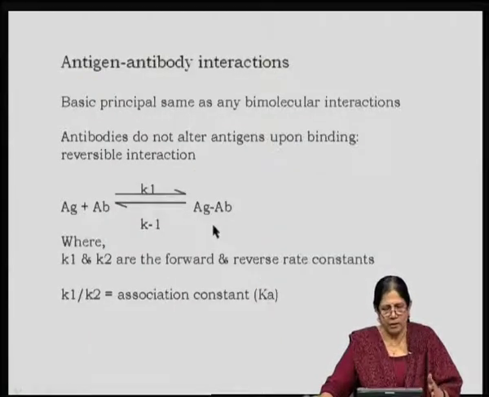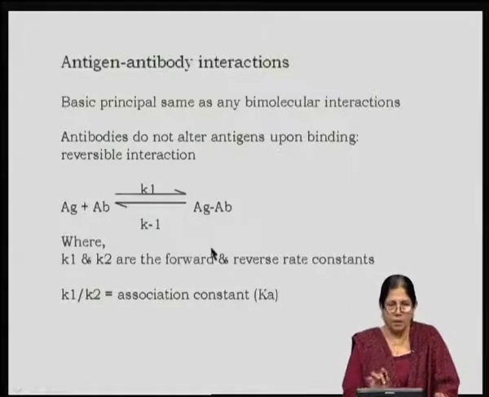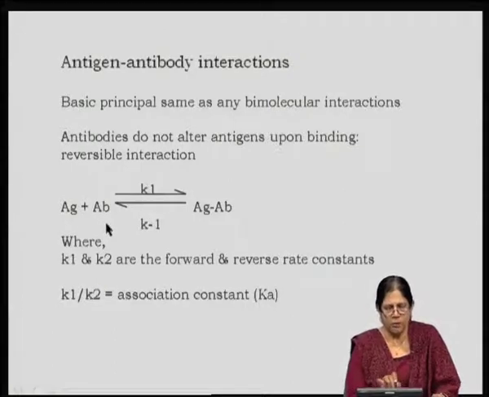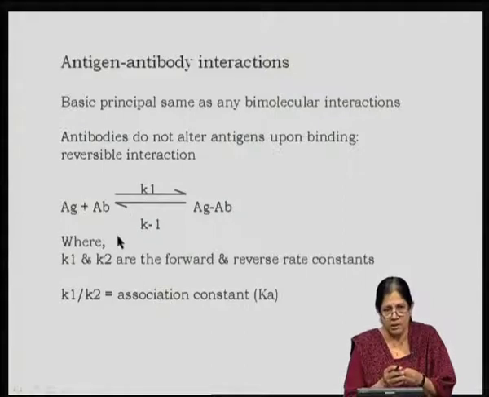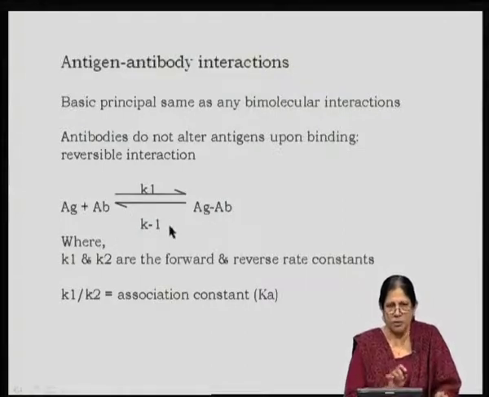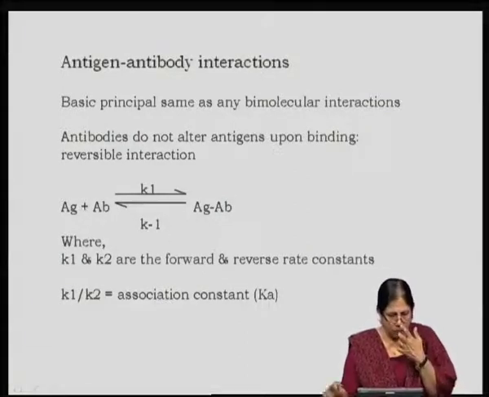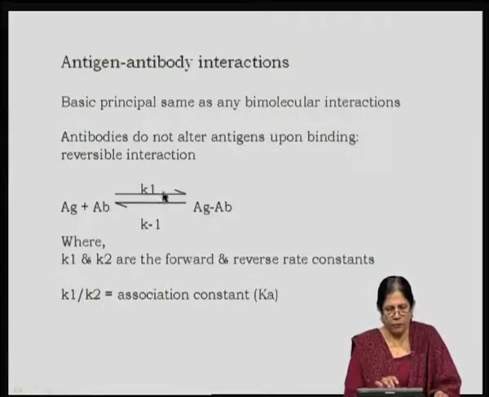Antigen and antibody interaction are based on the same principle as any bimolecular interaction, any protein-protein interaction for that matter. Antibodies do not alter antigen upon binding, so it is a reversible reaction. Antigen and antibody form the antigen-antibody complex, and the forward reaction for forming the complex is K1. Of course, this is a dynamic process and reversible, therefore K minus 1 for the complex dissociating to antigen and antibody separately. So, what are the small K1 and K2? They are the forward and reverse rate constants.